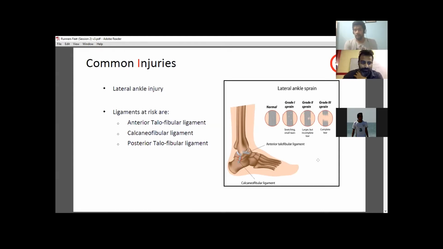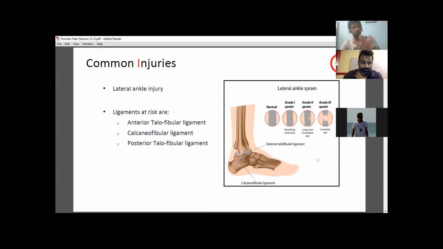The reason why I've highlighted three different types of ligaments over here is because depending on the type of ligament that is injured, that determines the type of rehabilitation process you have to go through. And so these are the ligaments which are at risk on the outer part of the foot.